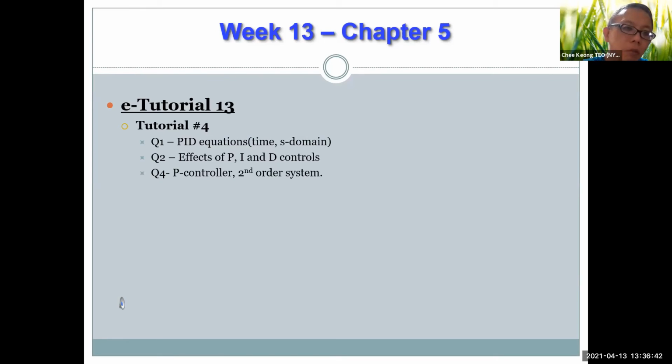For question 1 and 2, it is pretty much a theory question, so we'll go straight to the question and answer. And for question 4, there's some calculation, then I will use the whiteboard. Let me right now look at the sharing of the question. Okay, the question is over here.